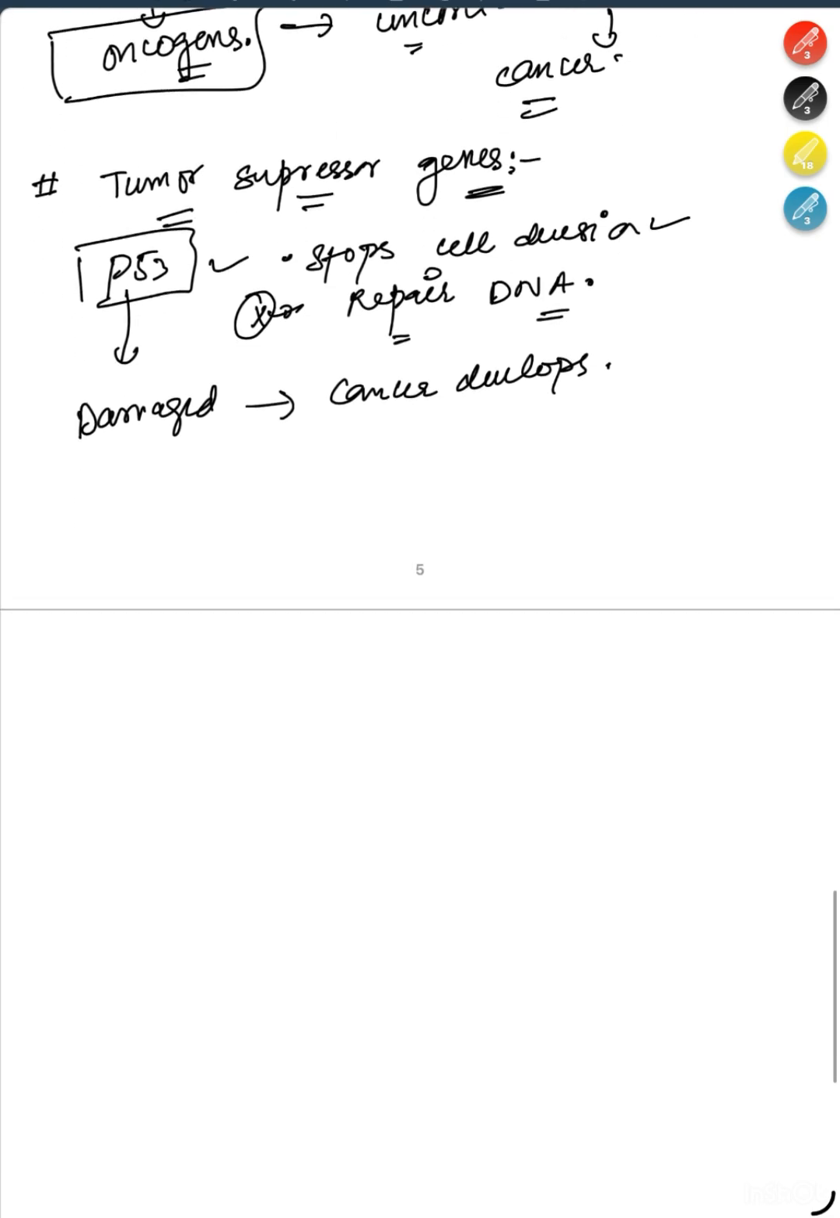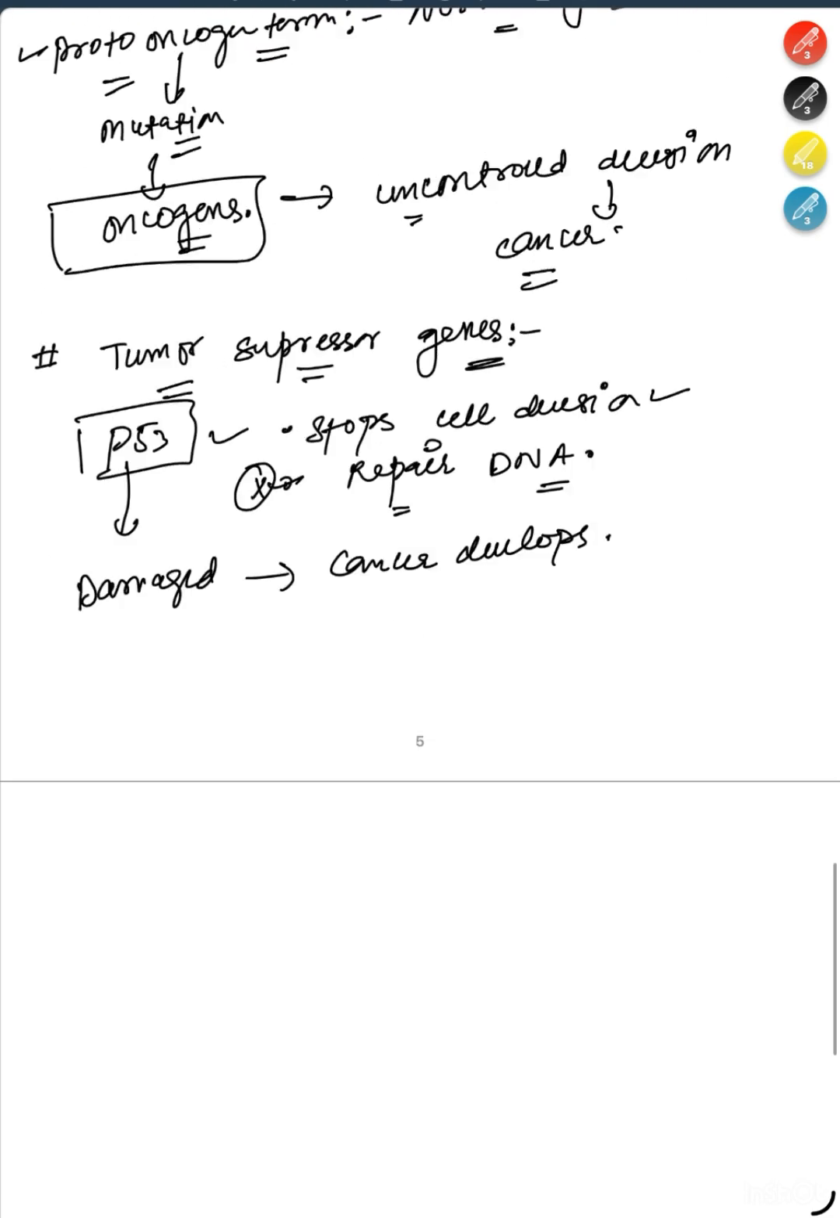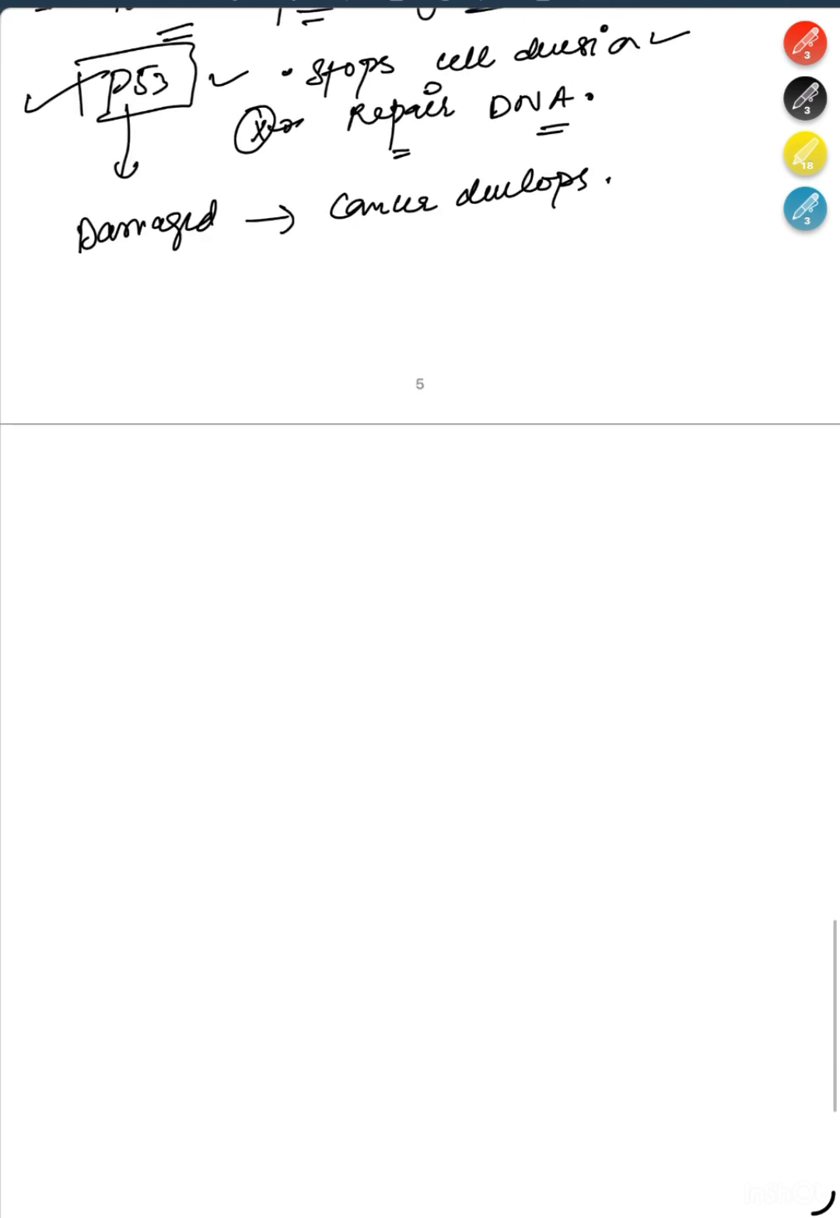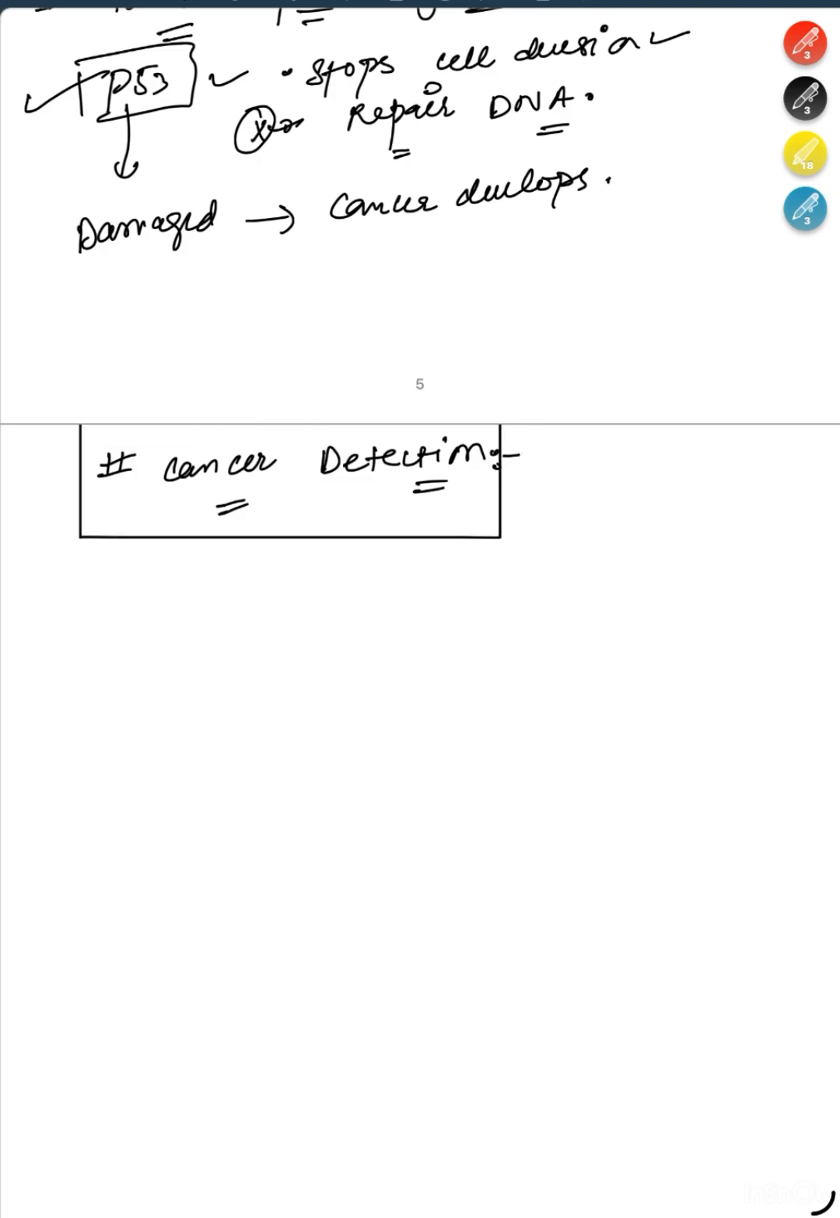So this was about the causes of cancer and some terms like oncogenes and proto-oncogenes, and after that we talked about tumor suppressor genes. You need to remember that it's P53. Now moving on to another topic, that's cancer detection. Now we will talk about some methods through which we can detect cancer in a patient.